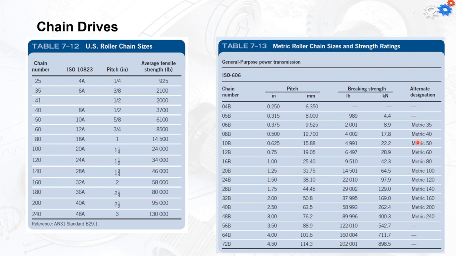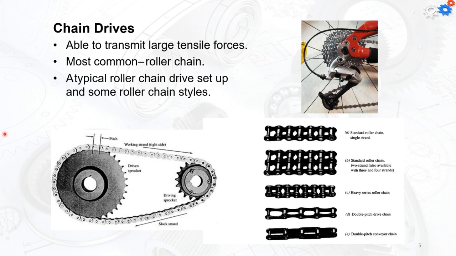You can see that the ISO has an even larger range than the US roller type. This one starts from 35 up to 240, and here we're going to have 2 more smaller and 3 more larger. This actually makes you more flexible with your design. The chain drives are able to transmit large tensile forces. The most common one is the roller chain.